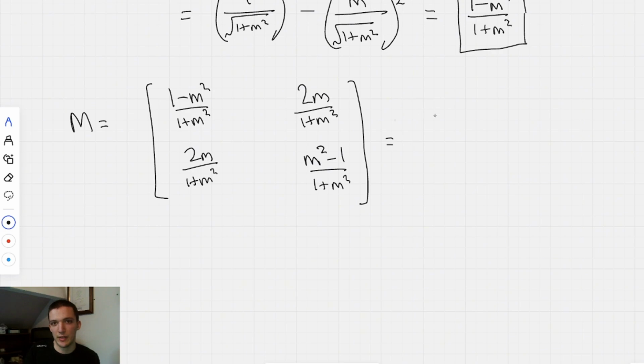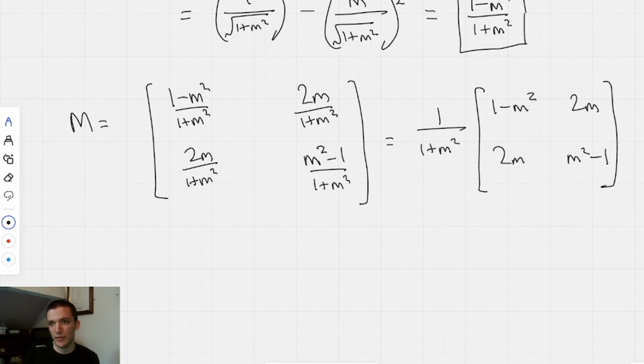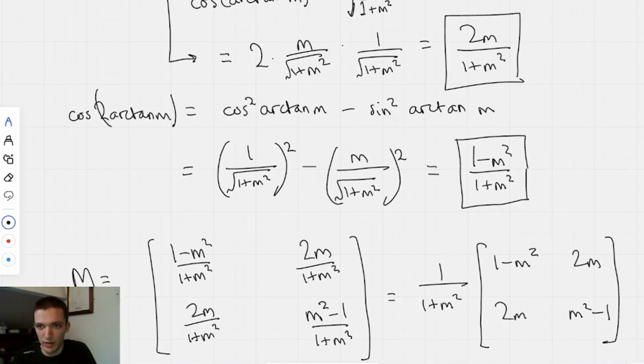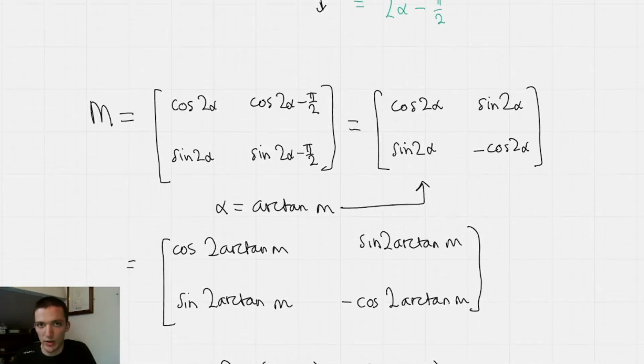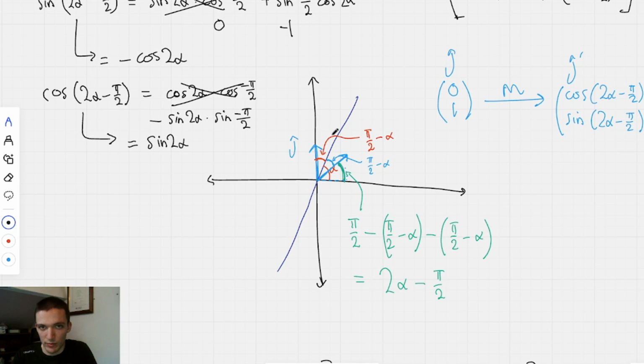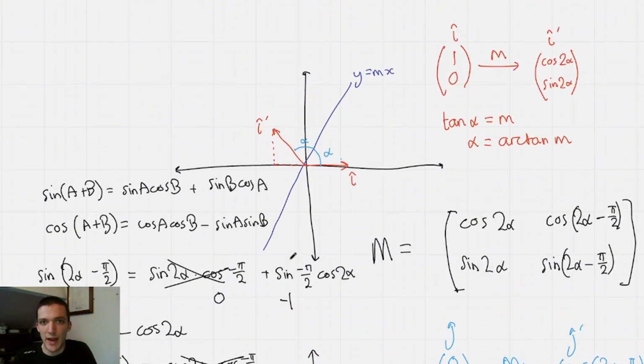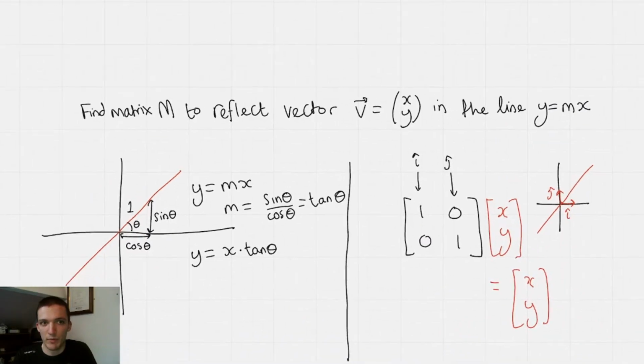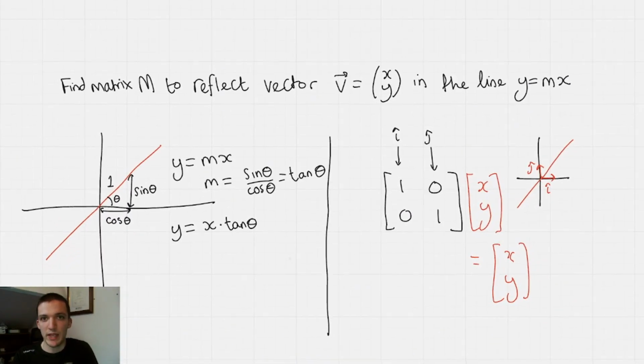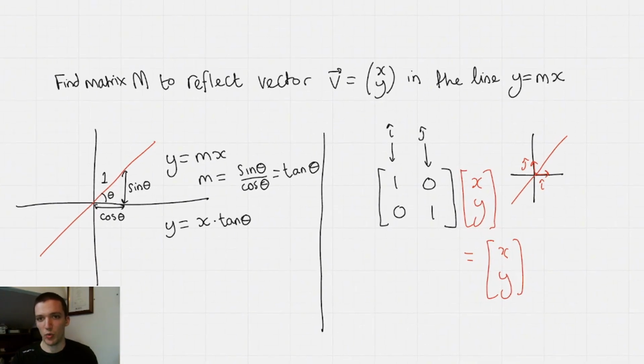And now this is simply 1 over 1 plus m squared, and the inside is going to be 1 minus m squared here, m squared minus 1 here, 2m, 2m. Now this works for any line with any gradient m, as long as it goes through the origin. We will do y equals mx plus c, where c is a non-zero constant, at some point soon. But as a reminder, this was our problem, to find the matrix M to reflect vector v equals (x, y) in the line y equals mx.